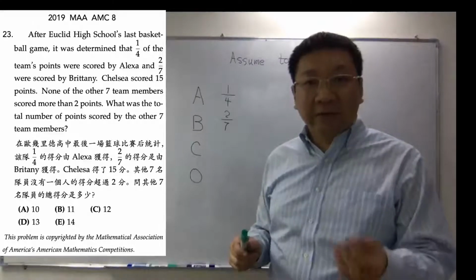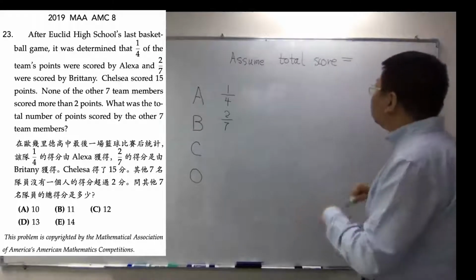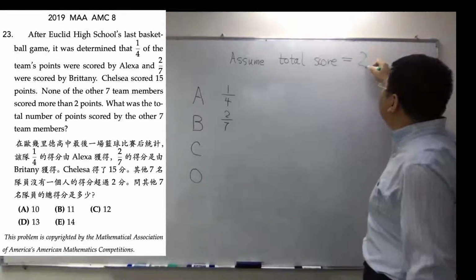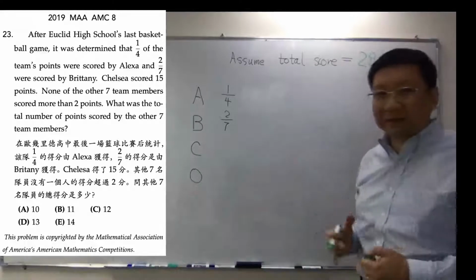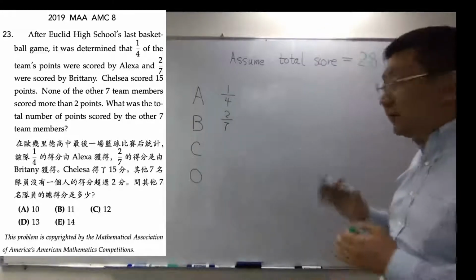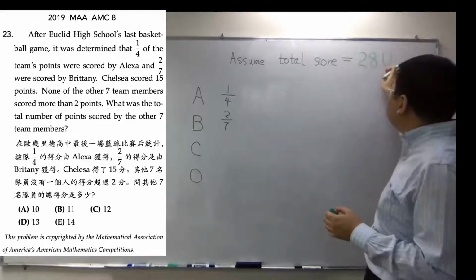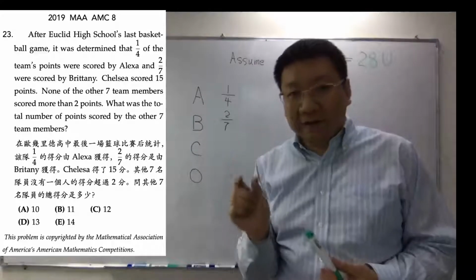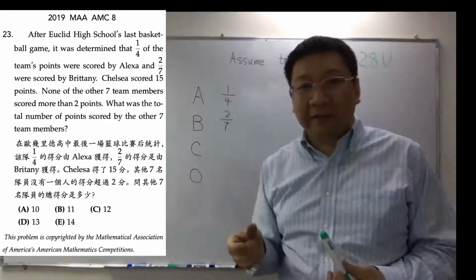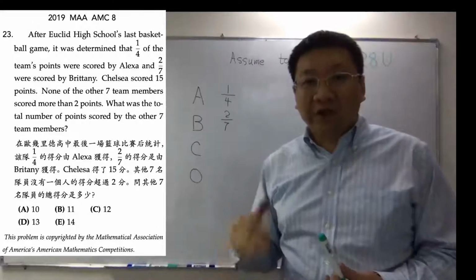So the right way to set up the unknown or to set up the total score is you assume the total score is 28U, where U, I mean units. And that is the right way to set up the unknown. So I set up the unknown effectively as U, but my unit is small. My unit is small so that all the calculations become integers. That makes our life much easier.